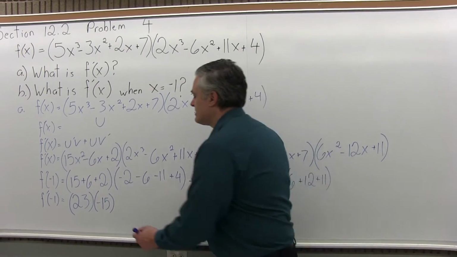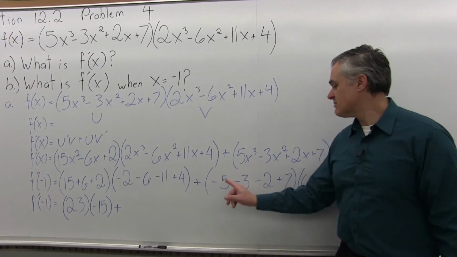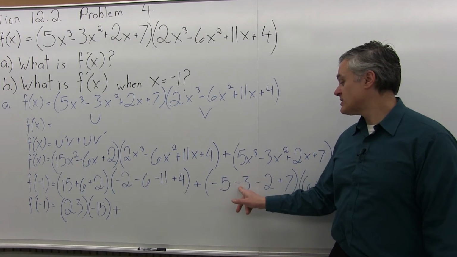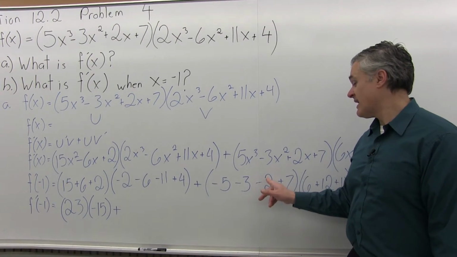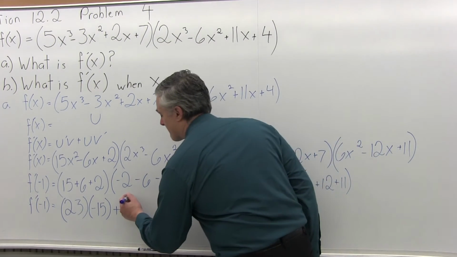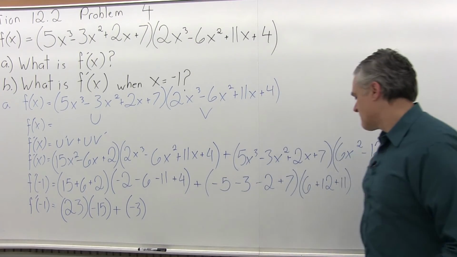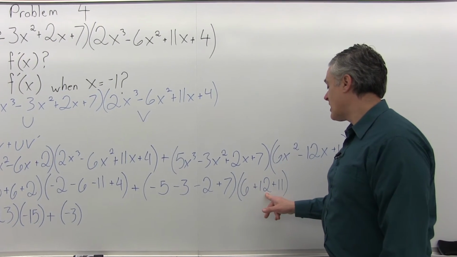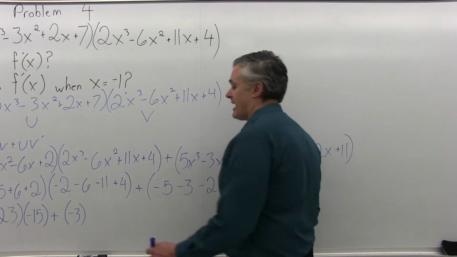Then I have a plus, which I'll just bring down for my answer. Then there's another set of parentheses, minus 5, minus 3, minus 2, plus 7. So minus 5 minus 3 is minus 8. Minus 8 minus 2 is minus 10. Then I have minus 10 plus 7. So negative 10, positive 7 is negative 3. And the last set of parentheses, 6 plus 12 plus 11. 6 plus 12 is 18. 18 plus 11 more is 29.